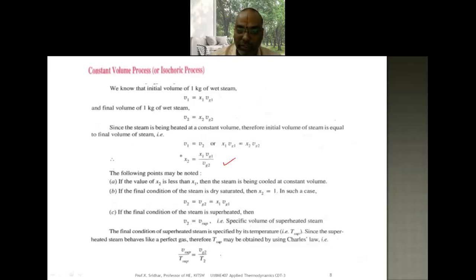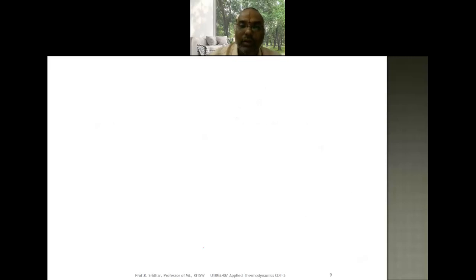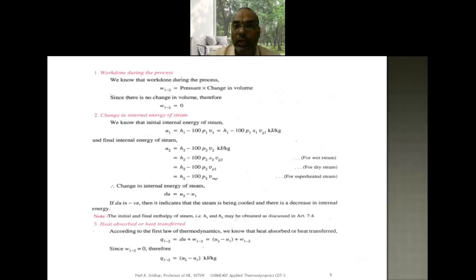And if it is the superheated steam, by using Charles' law, we are able to find this particular one. And the next one, the work done. During the constant volume process, the work done is equal to P into dV. So change in the volume is equal to 0.